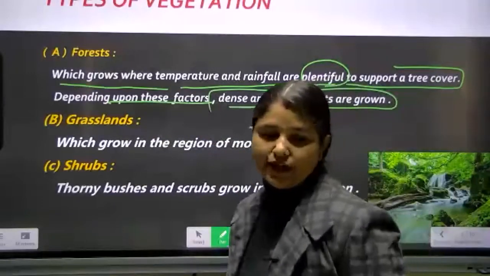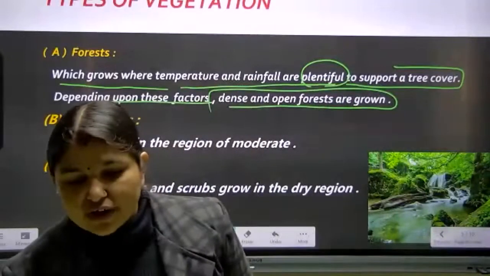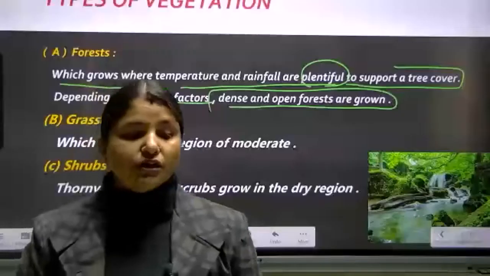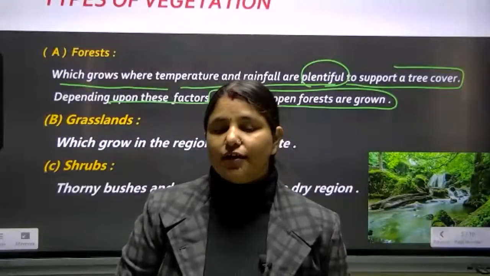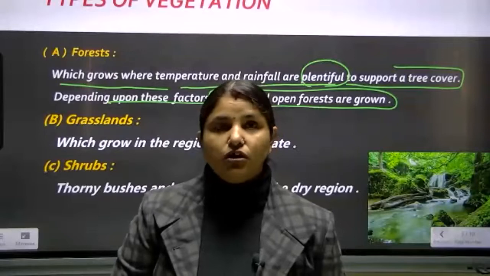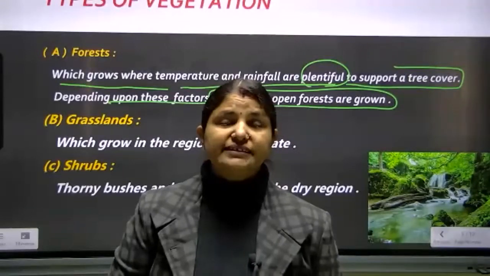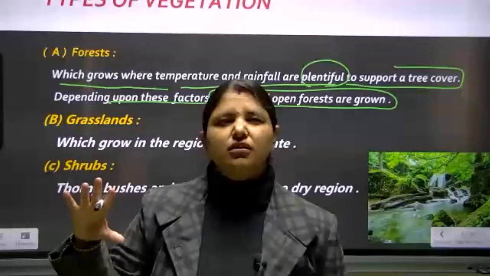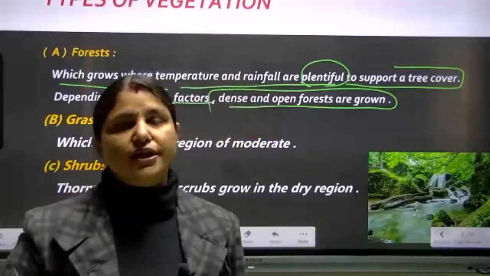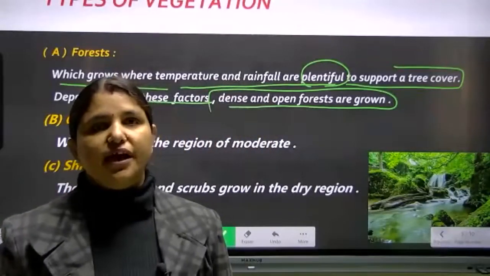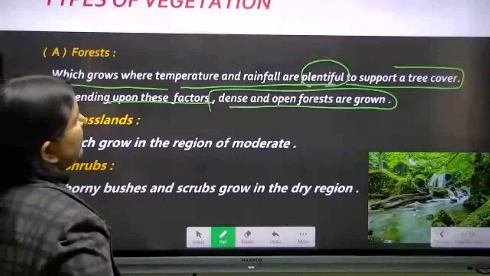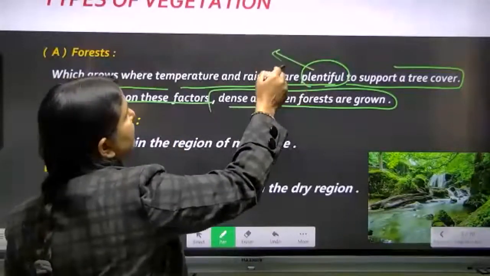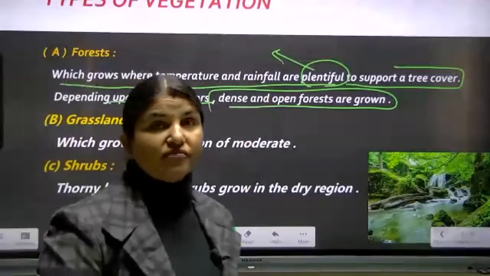Just see, if anyone asks you what is the forest, we can say tall trees when they all grow together in wide areas, they are known as forest. Tall trees which grow in a dense area, a common wide area, growing in large numbers, that time they are known as forest. Okay, and in which area will it grow? Where the rain is plentiful. Plentiful means a good amount of rain is there.